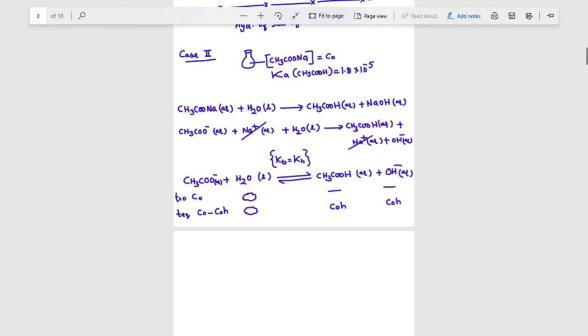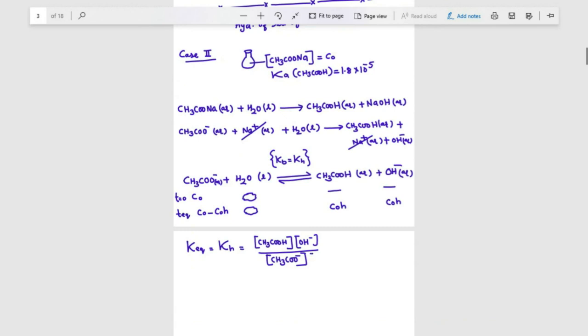This is the reaction. So what is the equilibrium constant of this reaction? It is Kh, the hydrolysis constant. The value of the hydrolysis constant will be the concentration of acetic acid CH3COOH times the concentration of OH minus ion, upon the concentration of acetate ion. We will not write the concentration of water because it is almost a pure substance. Excess water is there, so its concentration will be constant, so we can bring that constant to the left hand side. So this is the equilibrium constant.